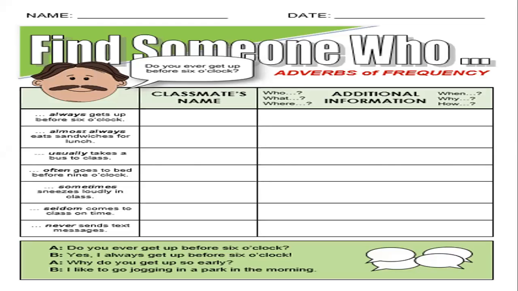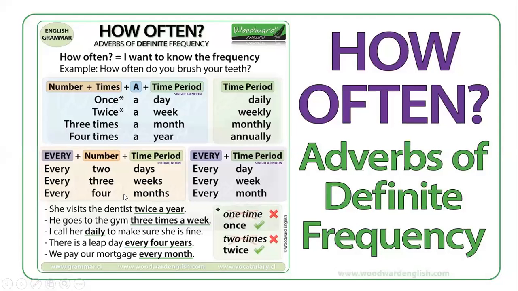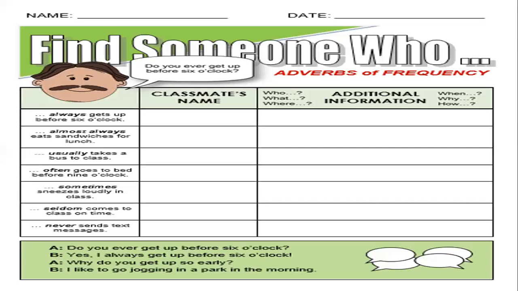So here I will give you this in order that you continue practicing at home, right? Do you ever get up before 6 o'clock? Yes, I always get up before 6 o'clock. Why do you get up so early? I like to go jogging in a park in the morning. And you can even talk about someone that always gets up before 6 o'clock, someone that almost always eats sandwiches for lunch, and so on. Okay, we can continue talking about these how often expressions, but because of the time, we are going to do it tomorrow to complete the topic, and you can read it in the extra material.